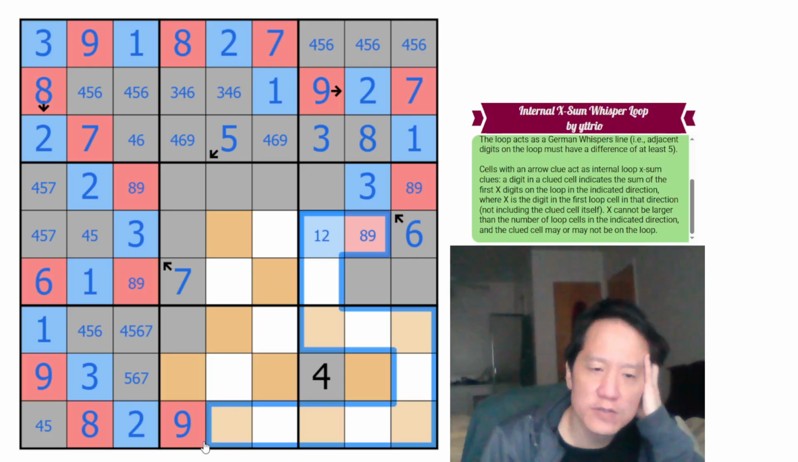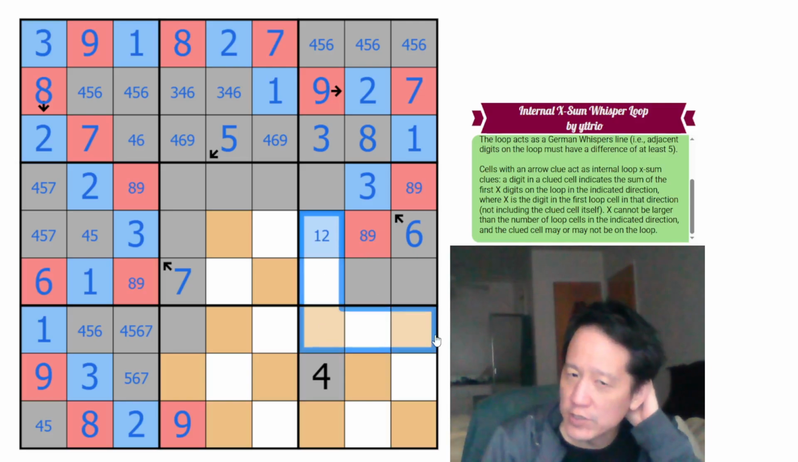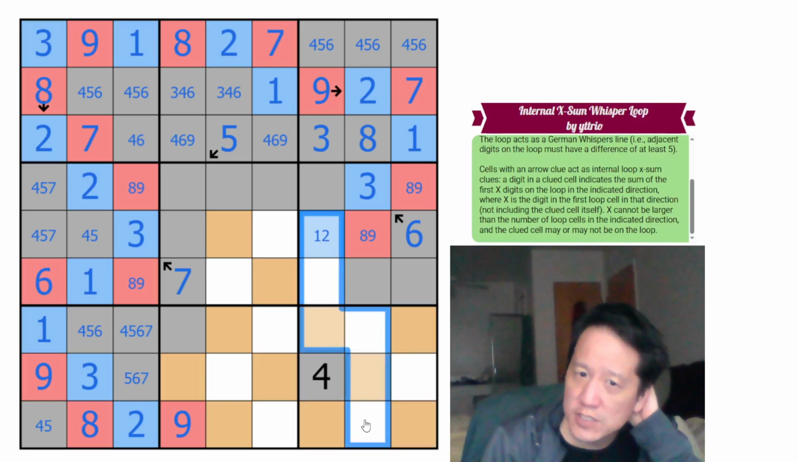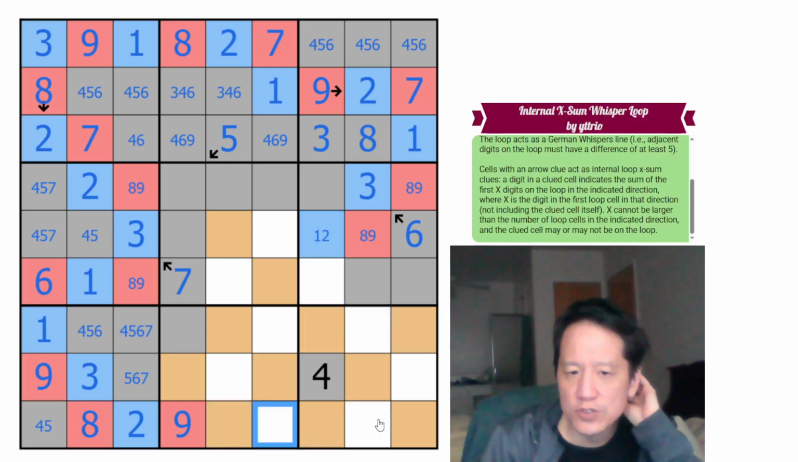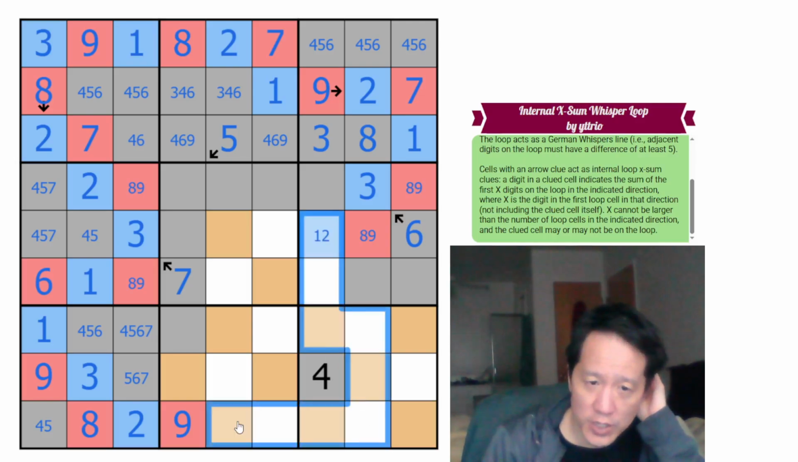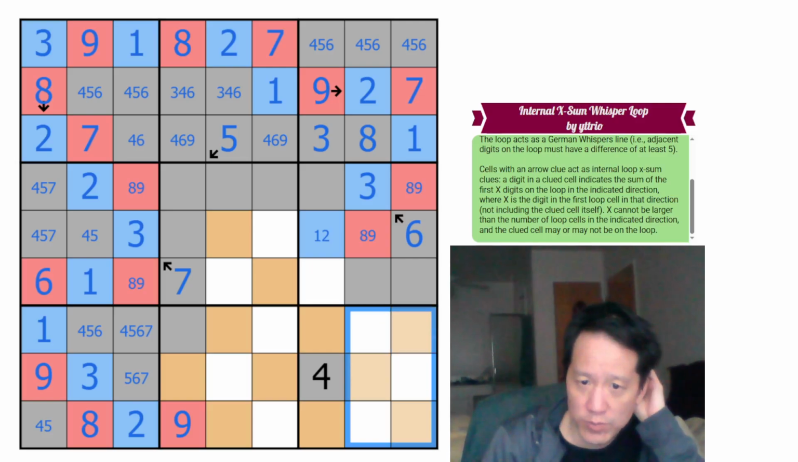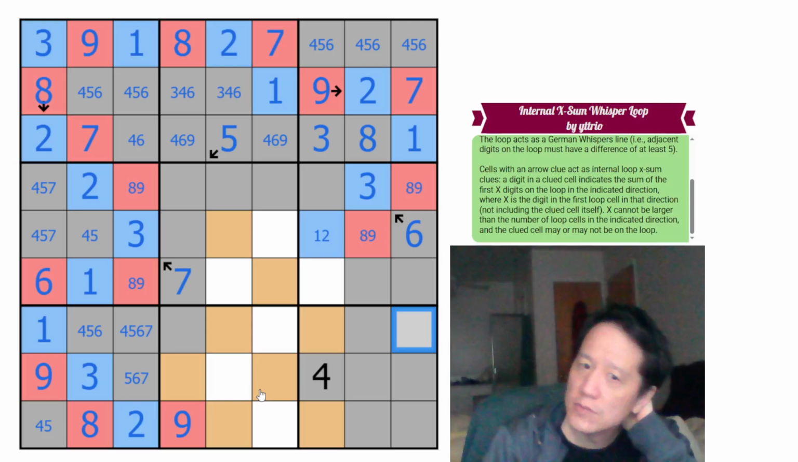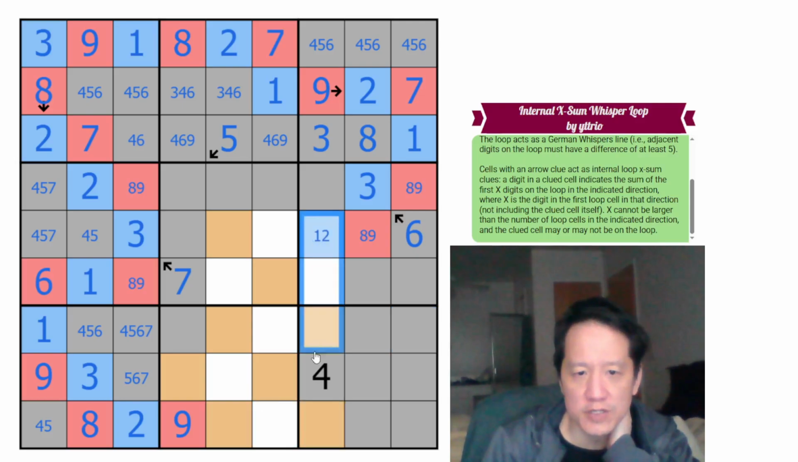It could go something like this. Actually, it can't go something like that. So say it tried to go this way. And then it has to, well, it could technically go this way. But then these two would have to both be high, and one of them would have to be a 6. And then they would both be next to two unique digits on a German whisper loop, which is not allowed. So it cannot go this way. Therefore, these are not on the loop. This can't be on the loop because it can't enter there anymore.